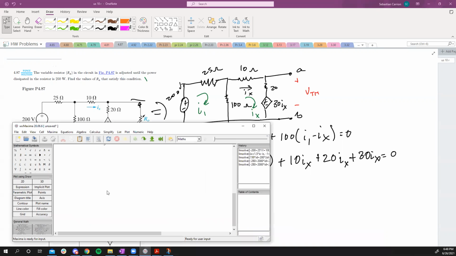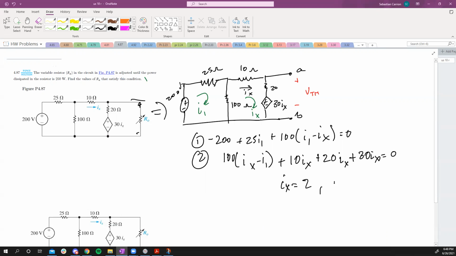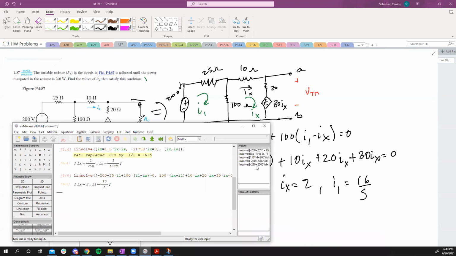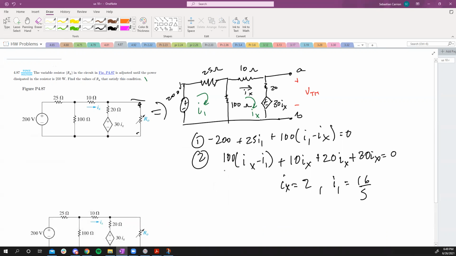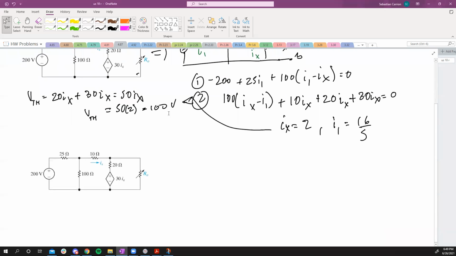Okay, so you get that IX is equal to 2, and I1 is 16 over 5. Knowing what IX is, I can say V Thevenin is 20 IX plus 30 IX, which is 50 IX, which is 50 times 2, equal to 100. So our V Thevenin is 100 volts. Knowing this, we can go ahead and find our I short circuit.